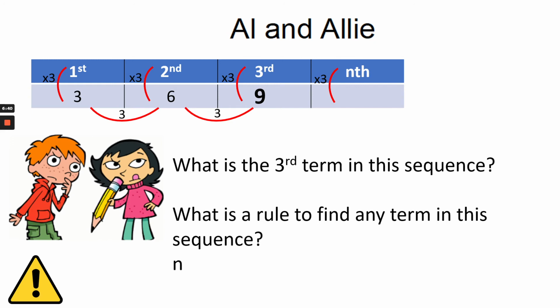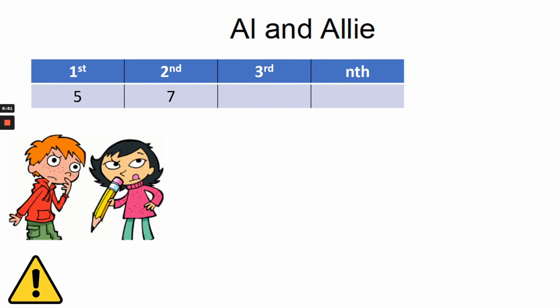So n means any number. 3n, or 3 times n, is a rule that will find you any number. Well done, Year 6. Let's have another go.